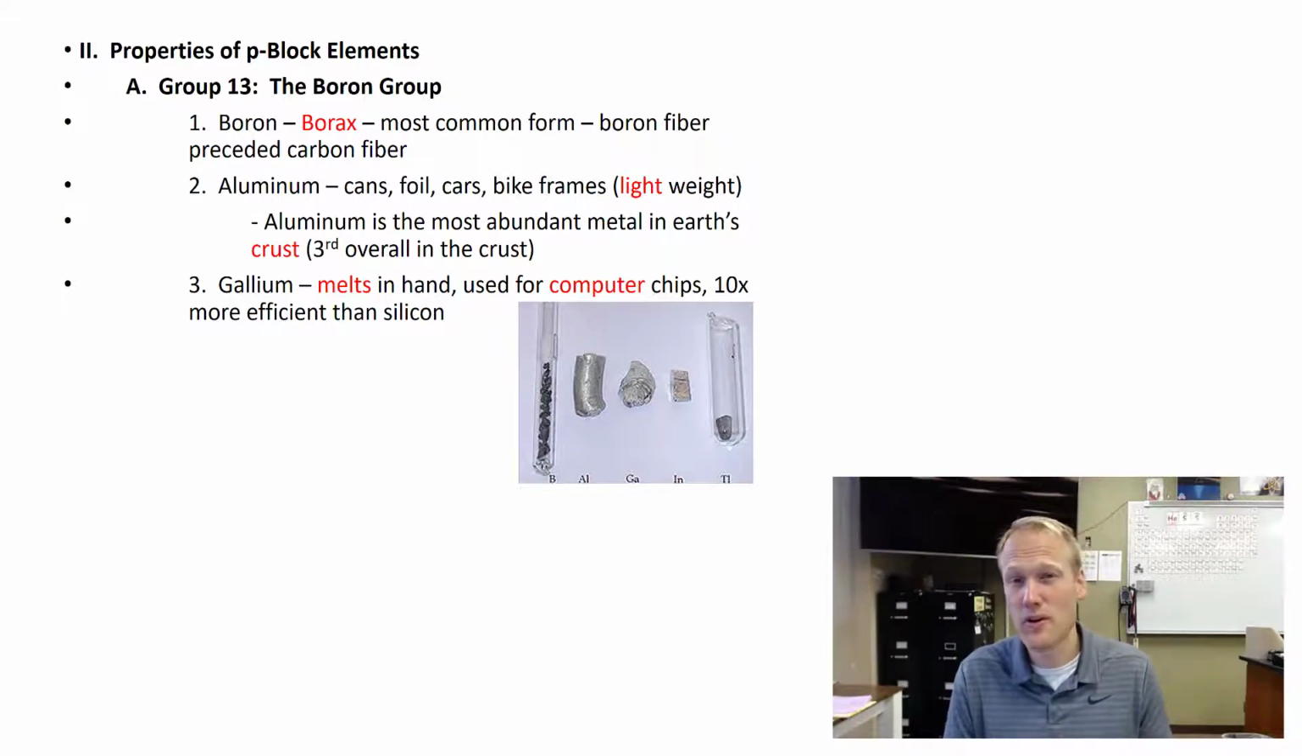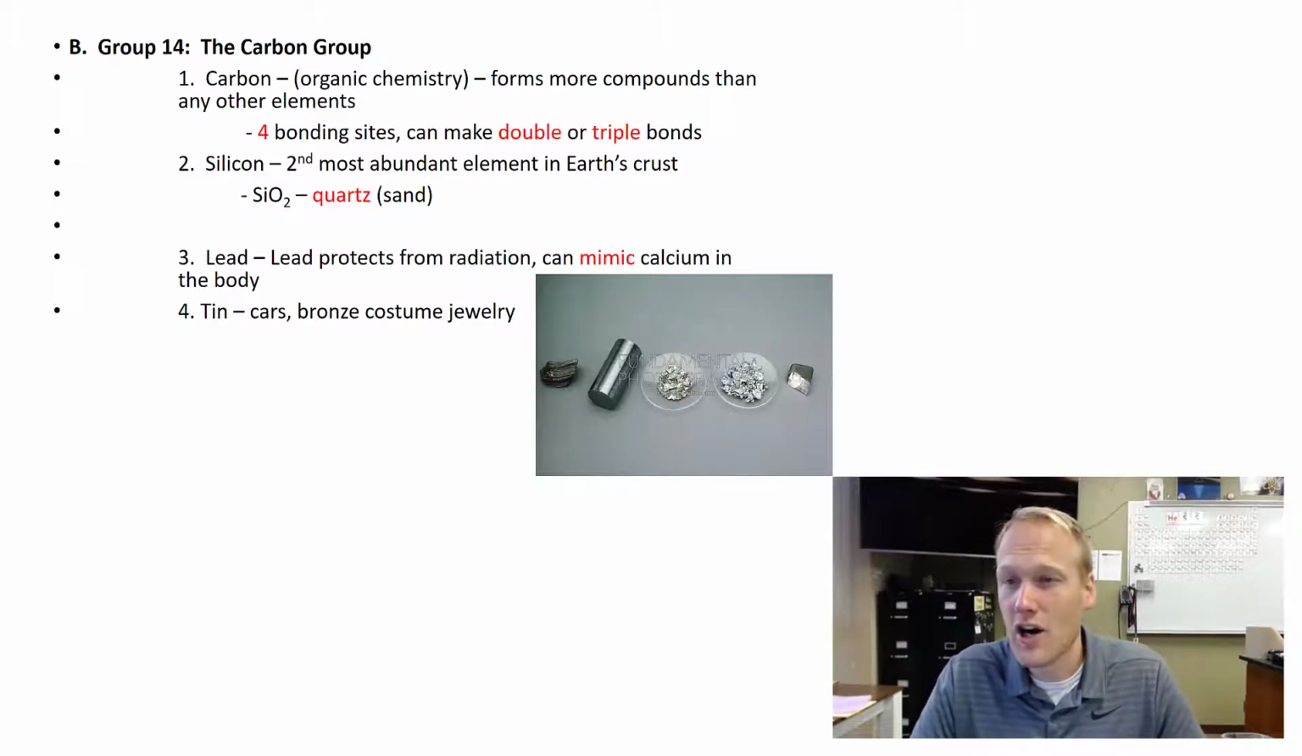Gallium is really important. It's used in computers. It has a really low melting point. You can melt it in your hand. A lot of times gallium is a great conductor to use when you're building a processor and you're trying to dissipate heat. Group 14 is the carbon family.